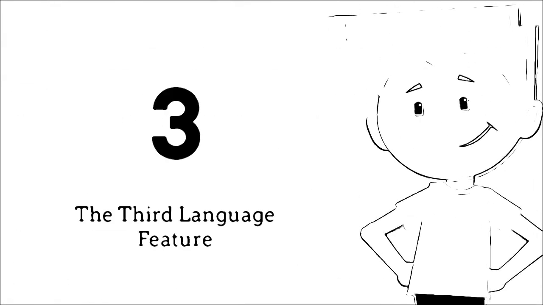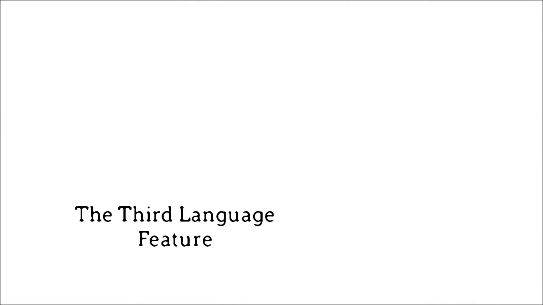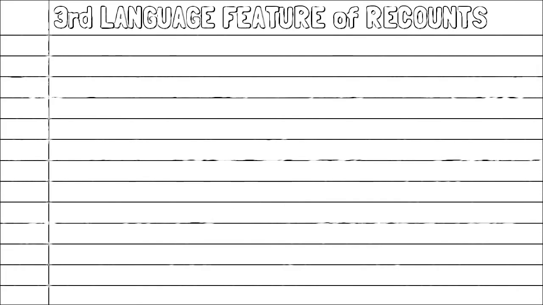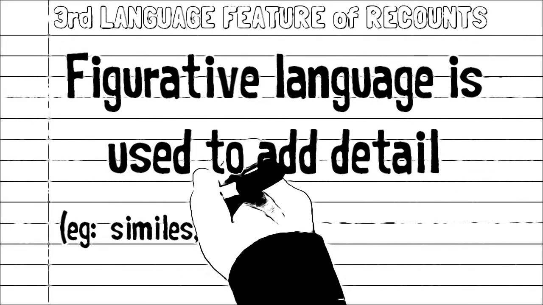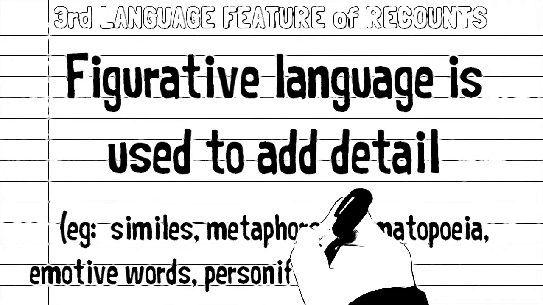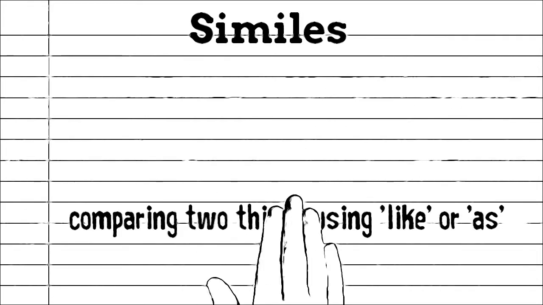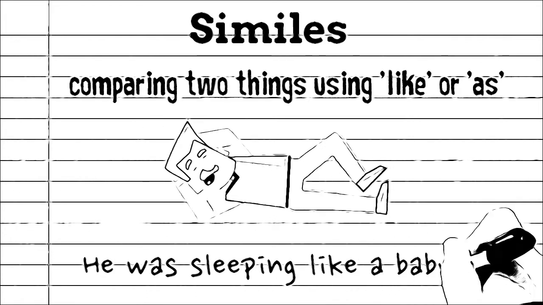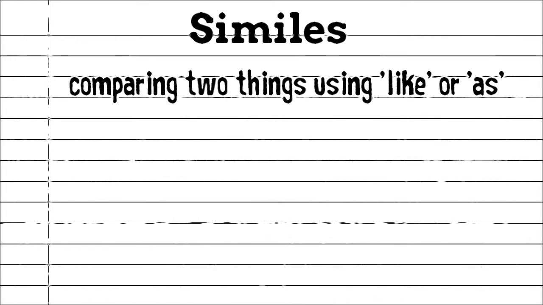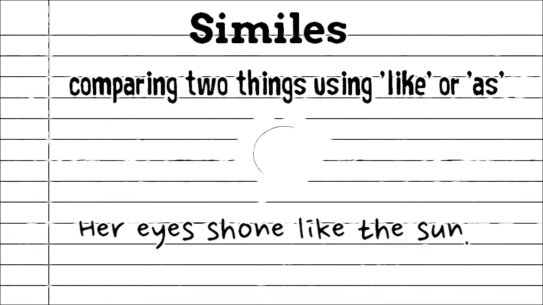The third language feature is figurative language. Figurative language is used to add detail. Examples: similes, metaphors, onomatopoeia, emotive words, personification, alliteration. Similes: comparing two things using like or as. He was sleeping like a baby. Her eyes shone like the sun.